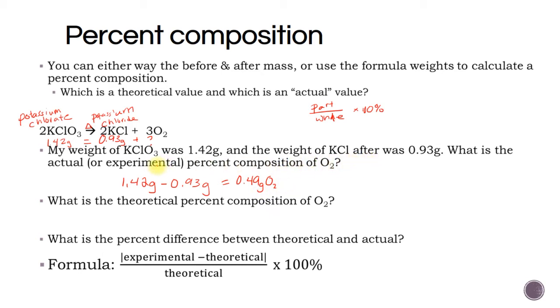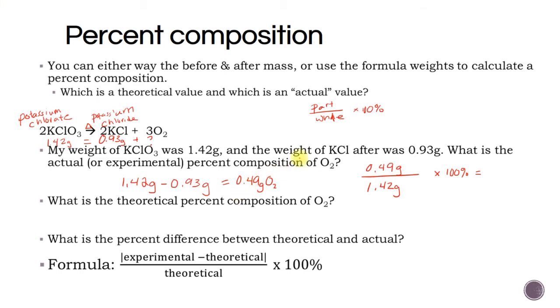This is from experimental data, something I gathered in the lab. So I can find out the percent composition by taking the amount of oxygen and dividing by our starting material. That's the part due to oxygen divided by the whole, which is what I started with. I'm just plugging it into the percent composition formula, and the calculator tells me it's 0.345 before I multiply by 100%.